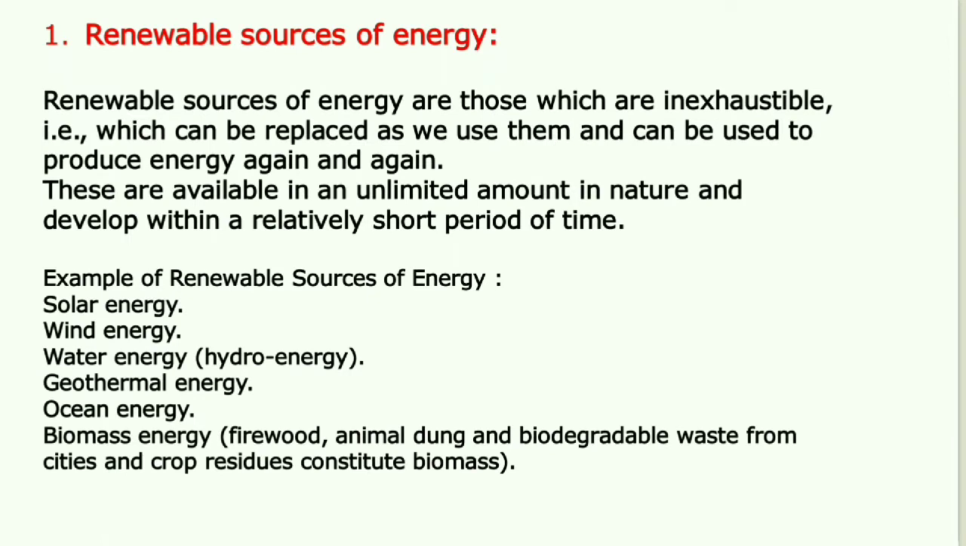Now let's look at the examples of renewable sources of energy. Solar energy, wind energy, hydro energy, geothermal energy, ocean energy, biomass energy that include firewood, animal dung, biodegradable waste from the cities and the crop residues constitute the biomass. These all fall under the renewable sources of energy.